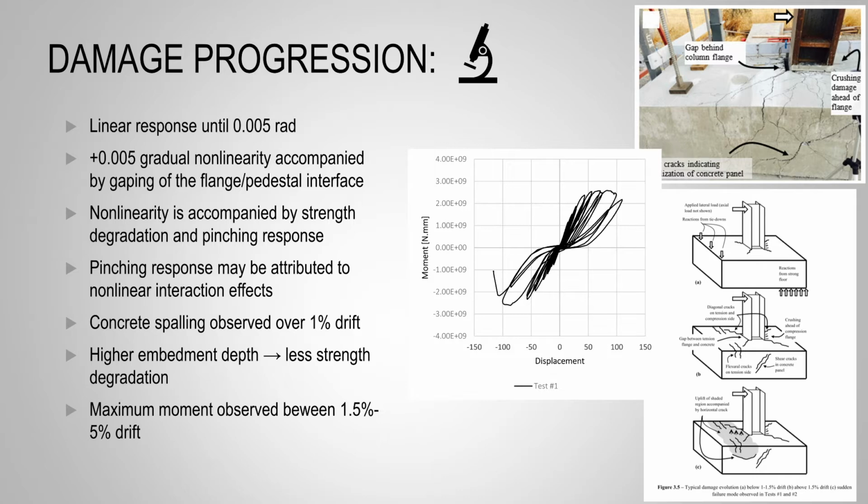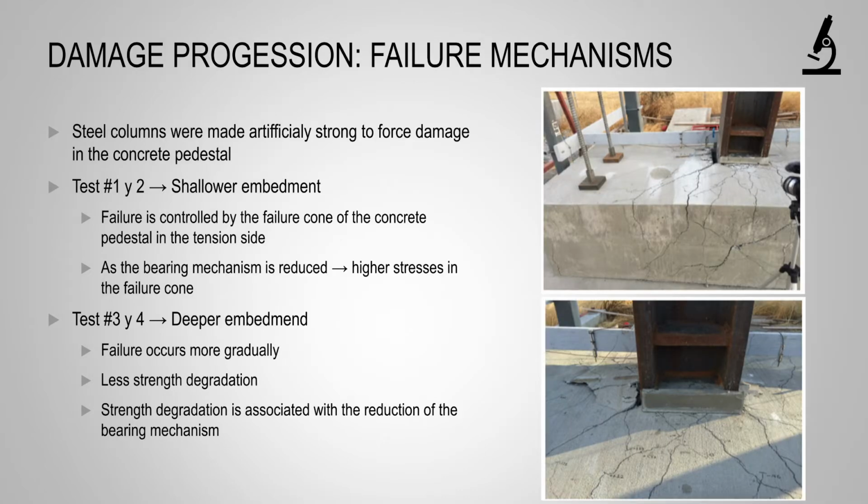The maximum or peak moment was observed between 1.5 and 5% drift. Interaction nonlinearity is characterized by cracks opening and closing in the direction of the loads. This leads to a slightly different response in each direction. In the tension flange, we can see significant gaping between the steel column and the concrete footing. And also, in the sides of the connection, we can see that there are flexural cracks and diagonal tension cracks. Later, we will see that the analytical model was able to replicate this type of failure.